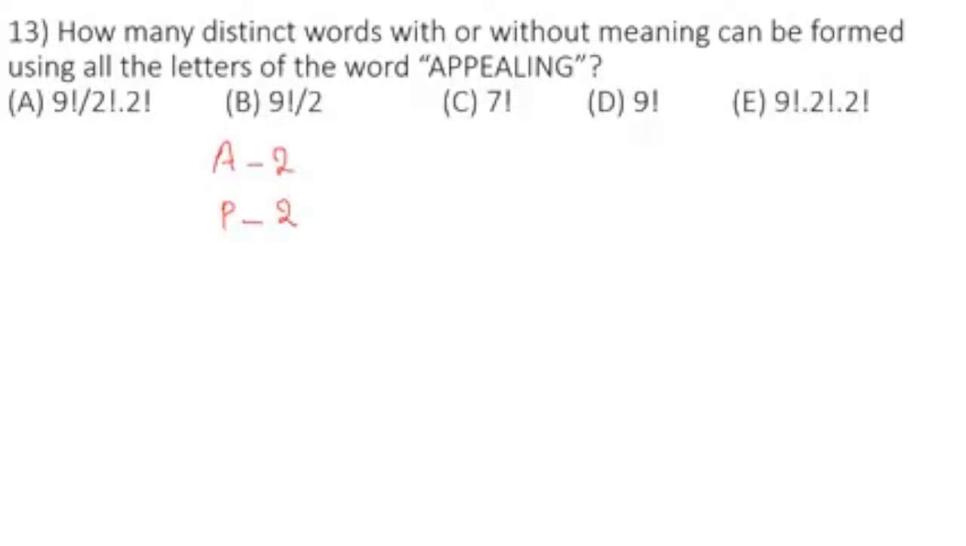So how many letters are there in total? There are 9 letters. So 9 factorial, and the repeating letters should be divided out. That's why it is 9 factorial divided by 2 factorial, 2 factorial. So the answer is A here.